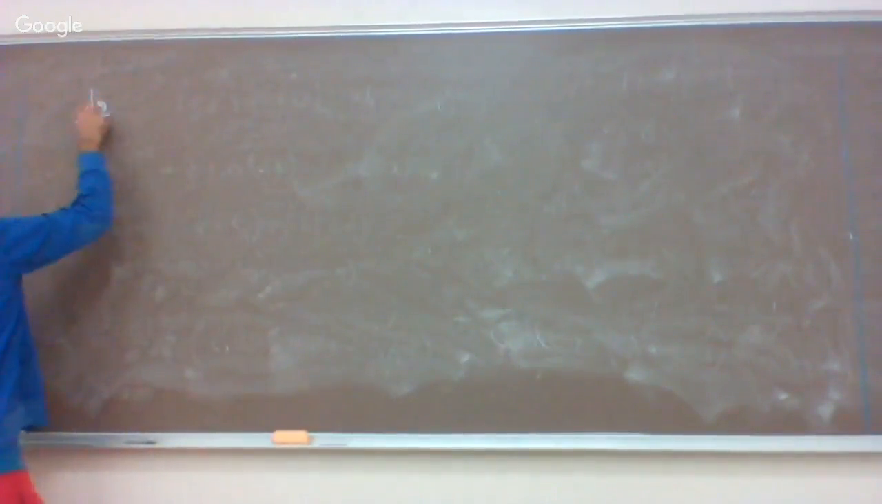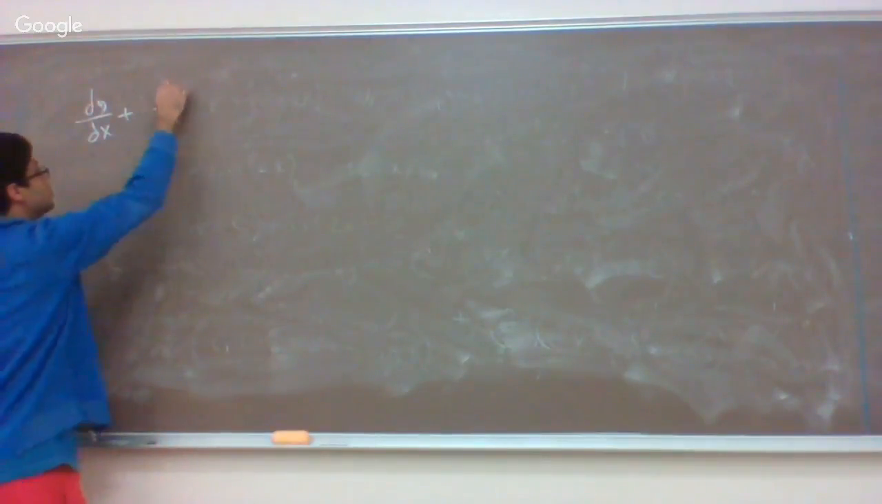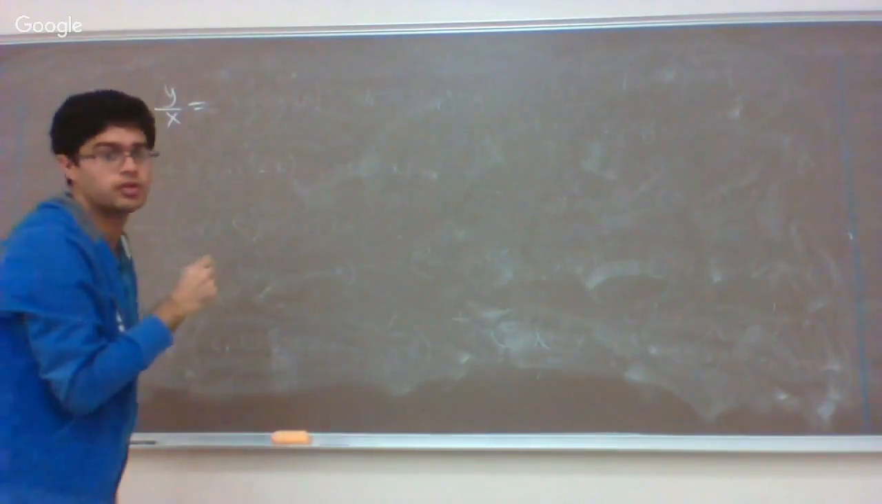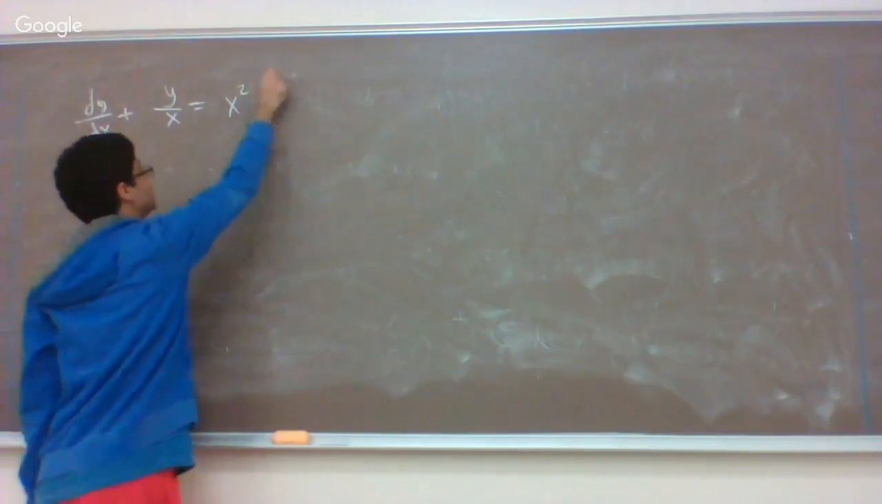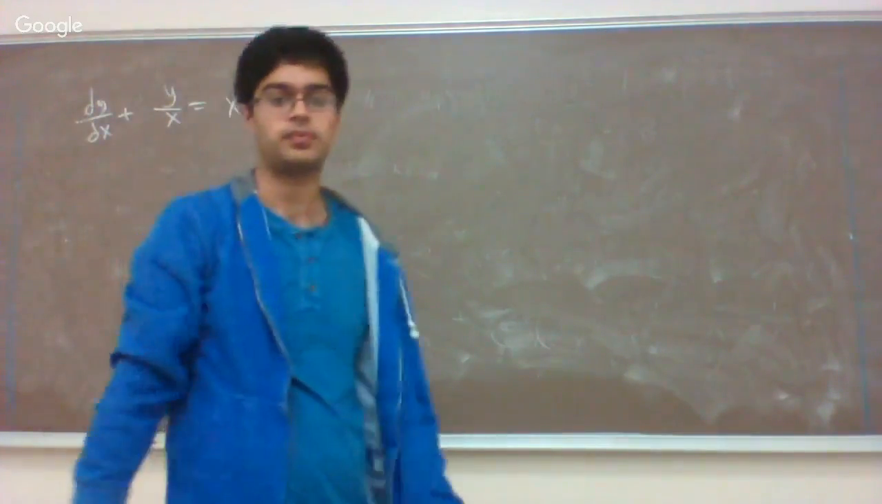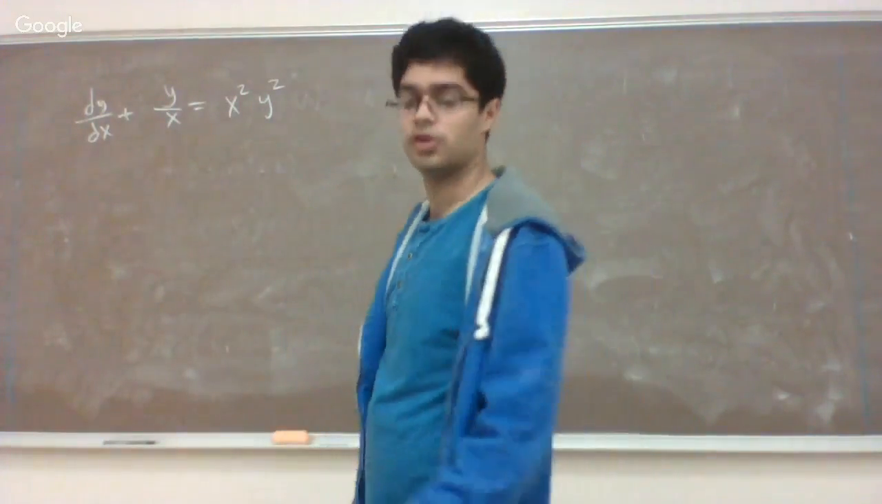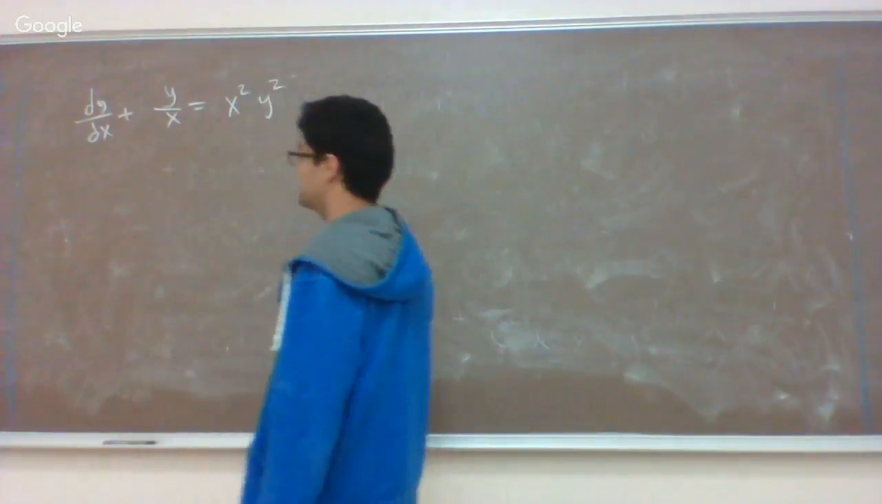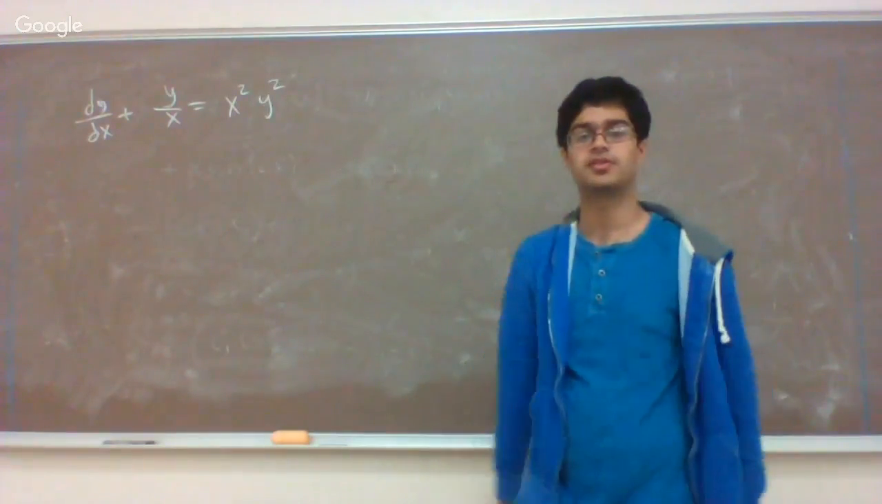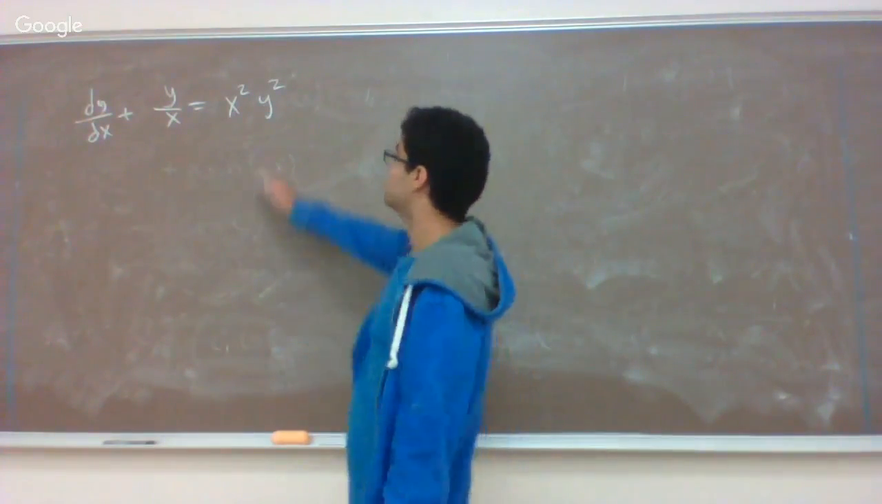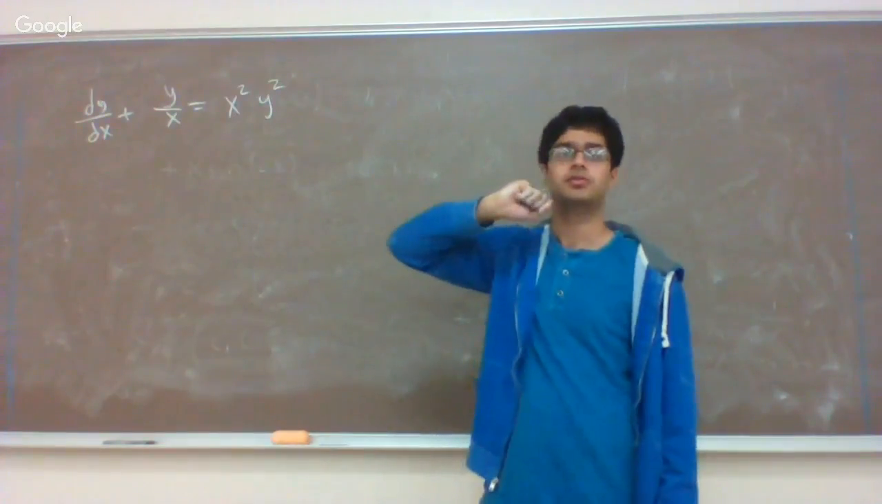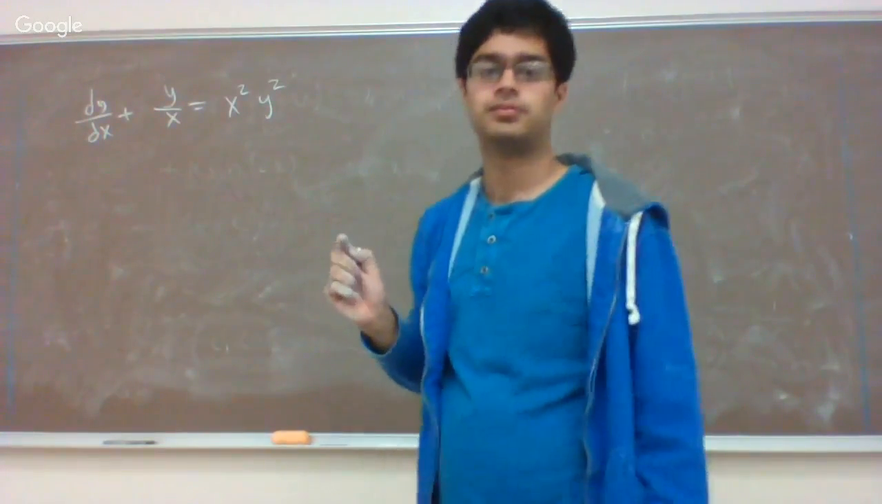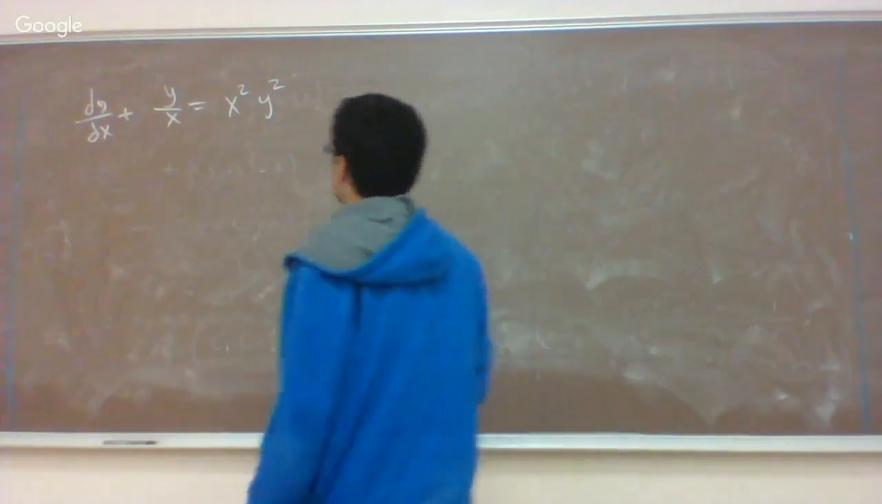So say we have the problem dy over dx plus y over x equal to x squared y squared. The reason we can tell we need to use Bernoulli's method is we have a y squared here, right? Okay. So I'll just go through them.